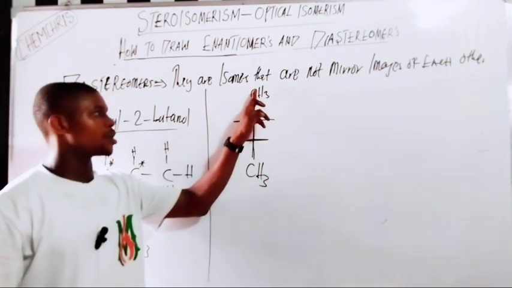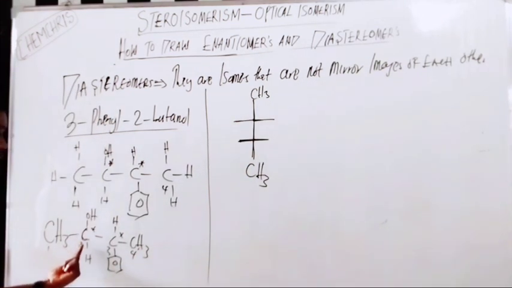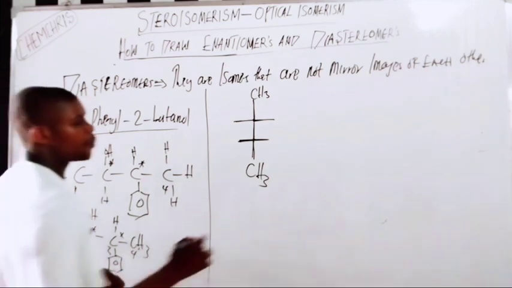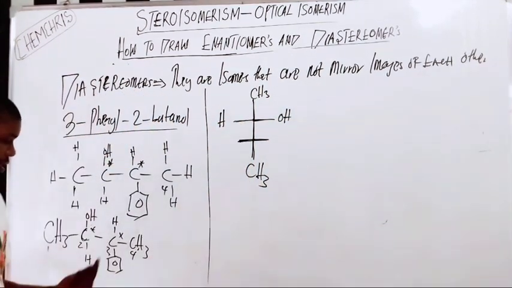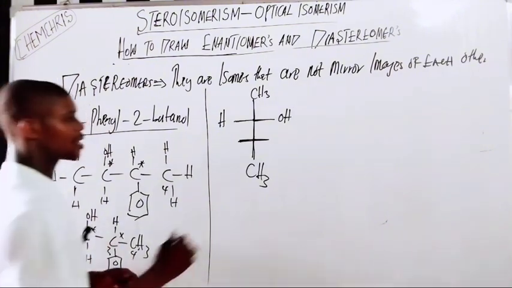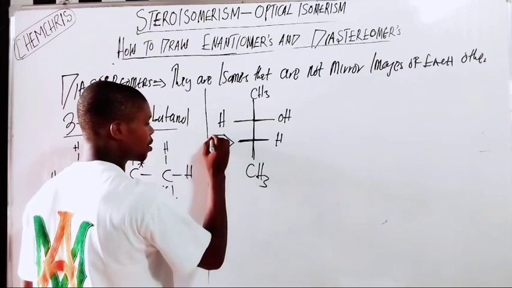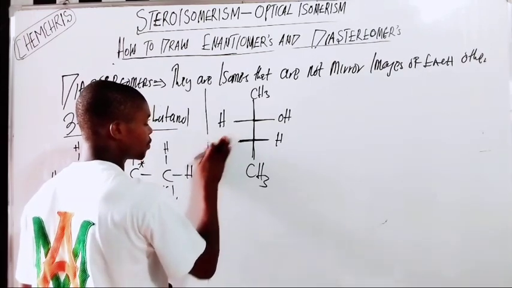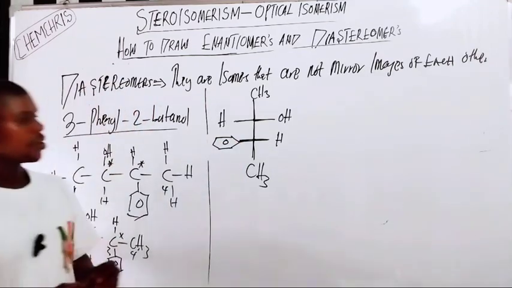So this one now is CH3 at the top and CH3 at the bottom. Now here we have the single carbon having OH and hydrogen, so I can put OH here and hydrogen here. Can you see that? Next is this one here: I can put hydrogen here and a phenyl group here. This is it.